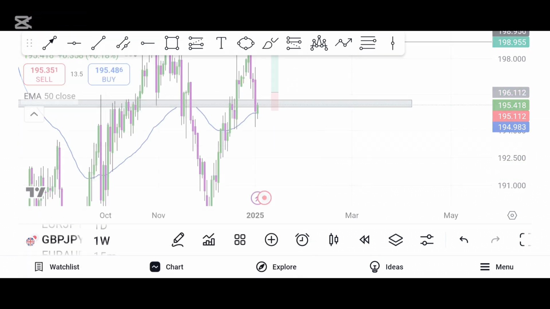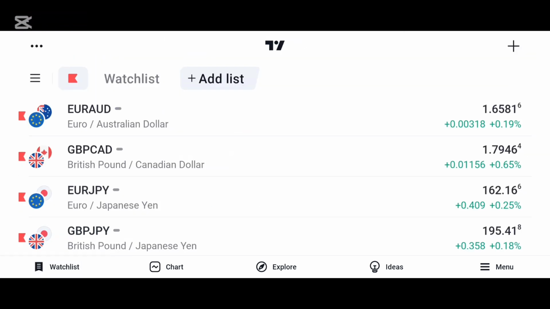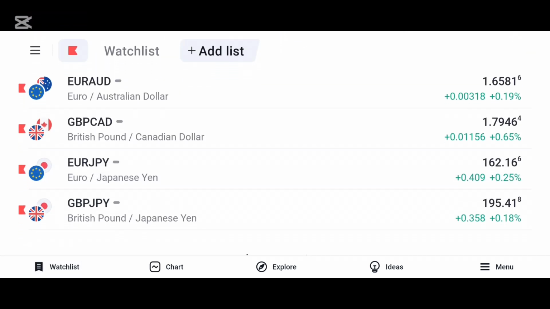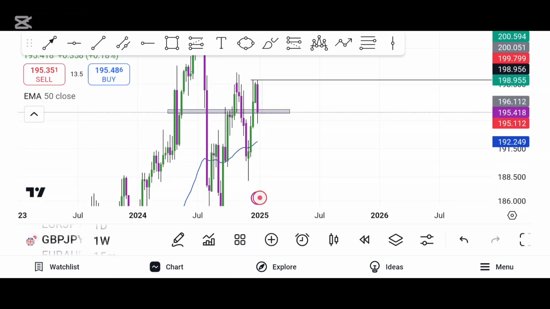So yeah, that's my trades for the week. That's my trades for the weekend. What I'm possibly expecting, these are all of them: Euro AUD, number 1, GBP CAD, number 2, Euro JPY, number 3. Those are the top 4 trades.